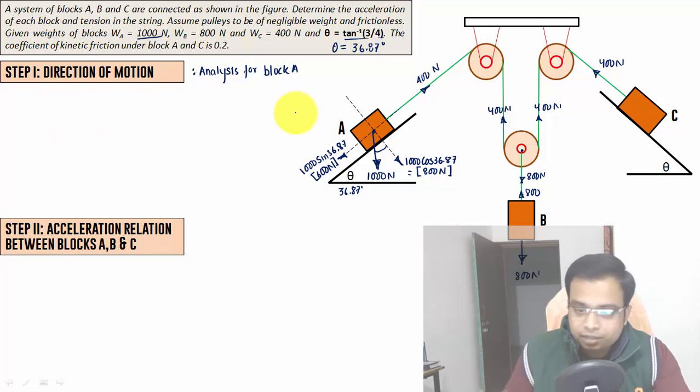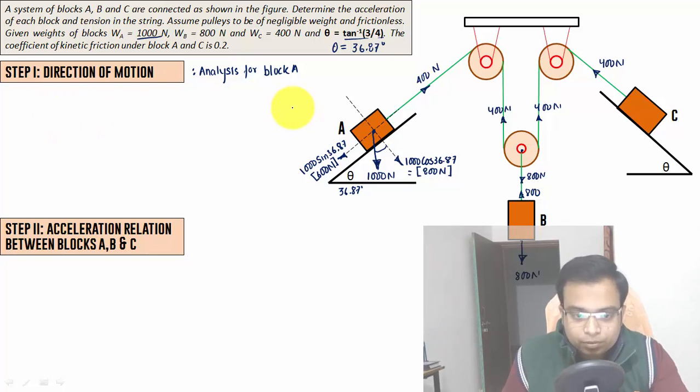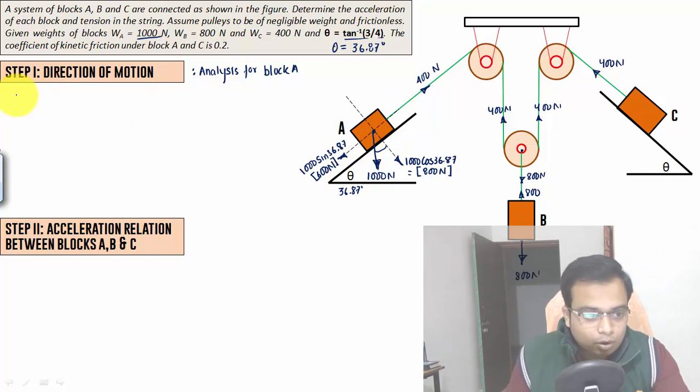Now again, there is a dilemma. We don't know where the friction is acting. If the block is going downwards, the friction will go upwards. If the block is moving upwards, the friction will go down the plane. I'm going to consider two cases. In case 1, I'll assume friction at block A towards the left hand side, and in case 2, we'll assume friction on block A to be towards the right hand side.